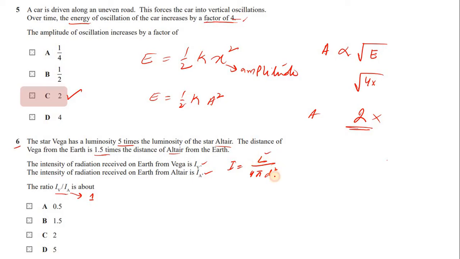So intensity depends on luminosity and the distance, so ignore this 4 pi. So IV upon IA can be written as, watch carefully, IV: the luminosity of Vega is 5 times, divided by 4 pi, which is constant, I am ignoring. D squared, the distance of Vega, is 1.5 times, but this is d squared, so 1.5 squared, divided by the intensity of Altair, which is 1. So overall 5 divided by 1.5 squared, and you solve this equation and you get 2.2. So your option is C.